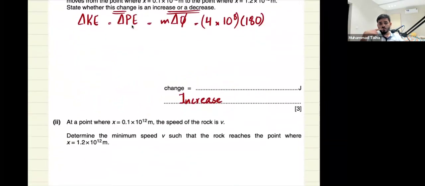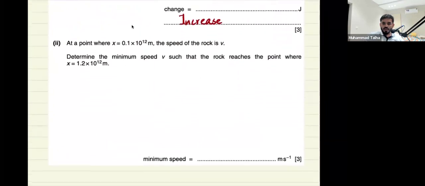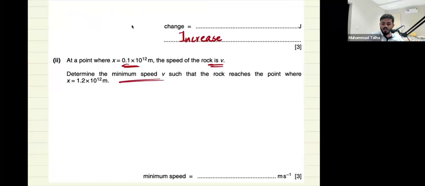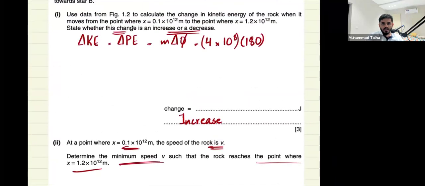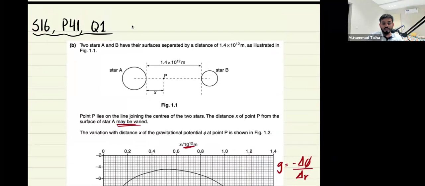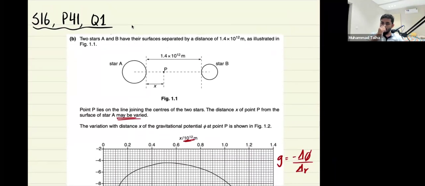The next part is what I do want to talk about. At point X, where X is 0.1 into 10 to the 12th meter, the minimum speed of the rock is V. Determine the minimum speed V so that the rock reaches the point where X equals 1.2 into 10 to the 12th. I hope you looked at this reference because this is such a good question that it deserves to be done separately. This is 2016, so I think about the time when I was giving my A levels.